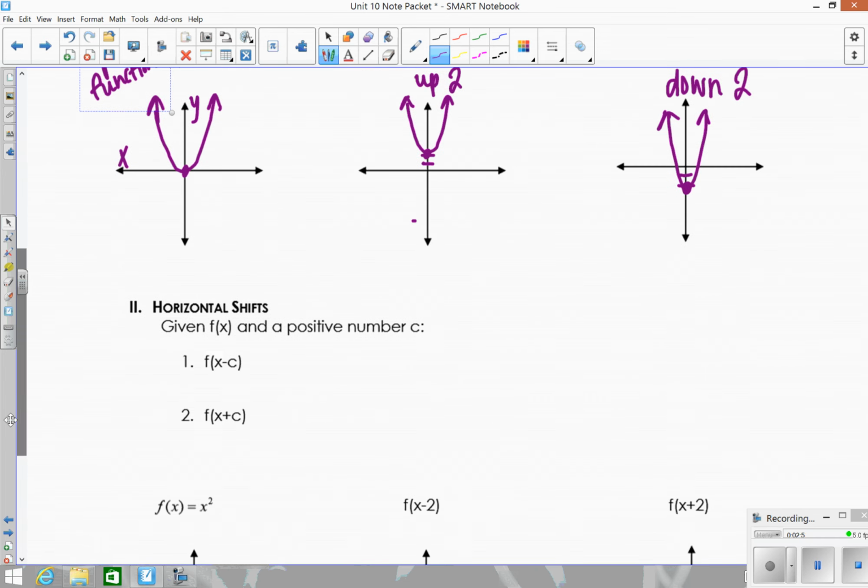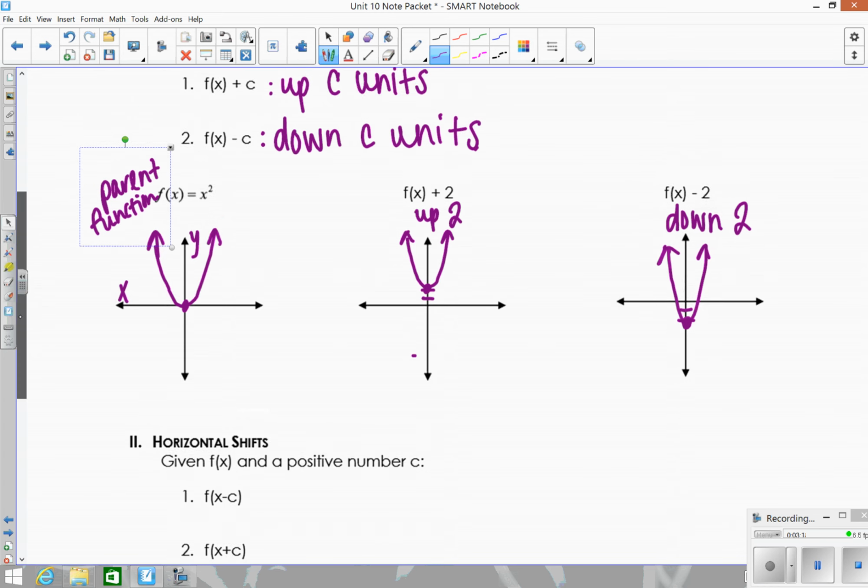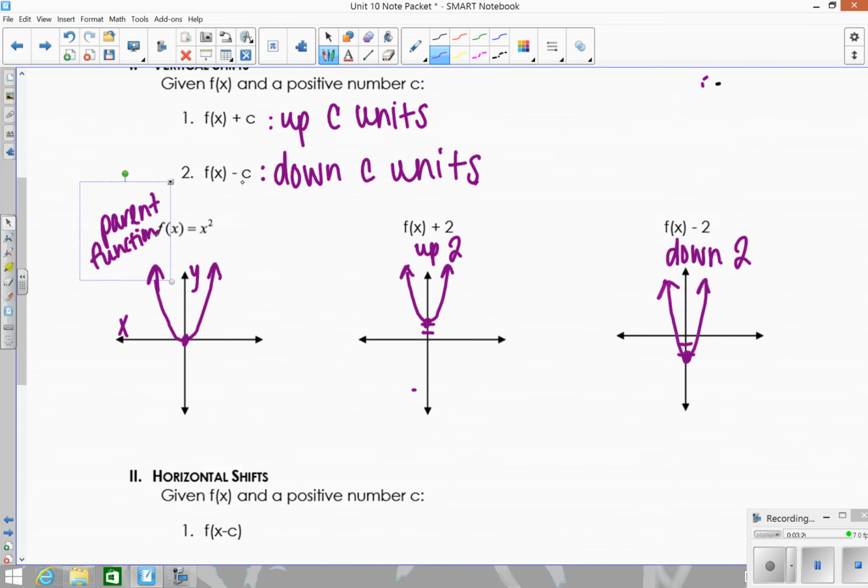The next type of shifts are horizontal shifts, so meaning left or right. So with horizontal, it's a little bit different than what you would think. Vertical makes sense. If it's positive, it's going up. If it's negative, it's going down. Horizontal, it's the opposite. So one thing to know is for horizontal, the shift is going to happen inside of the function. So notice how the -c and the +c are inside of parentheses, where up here, the +c and -c were on the outside.